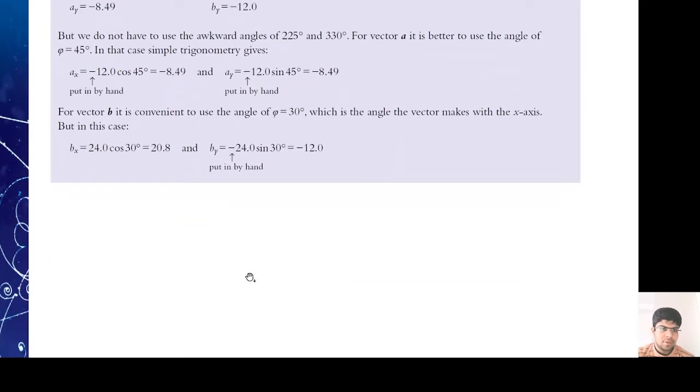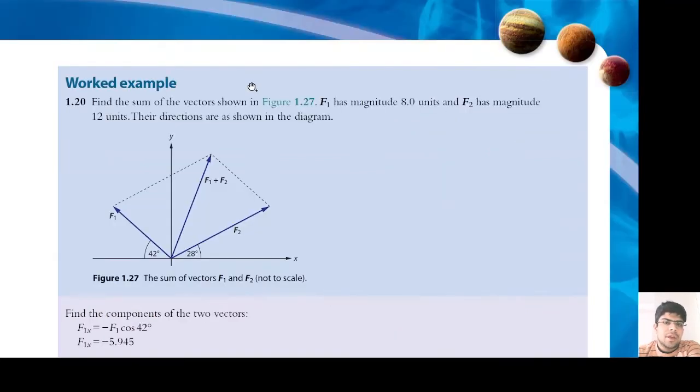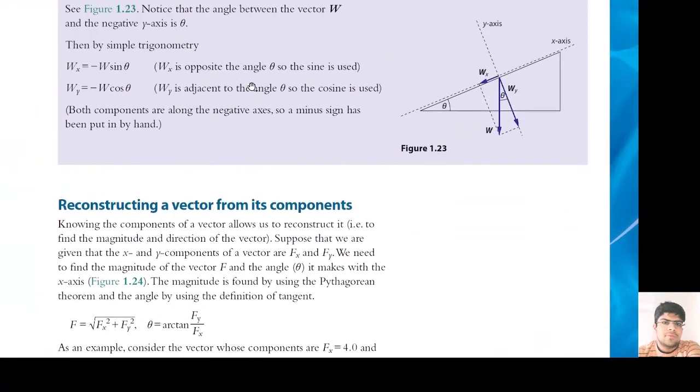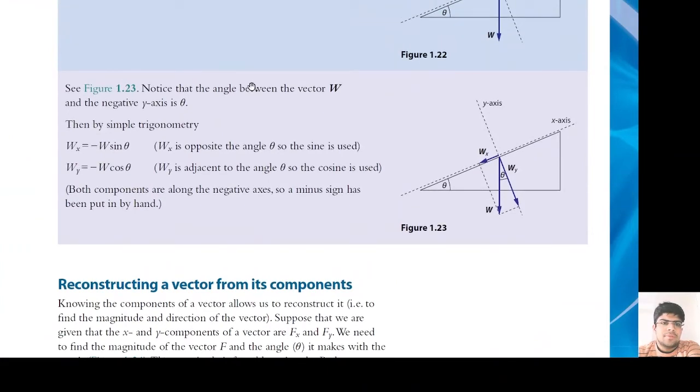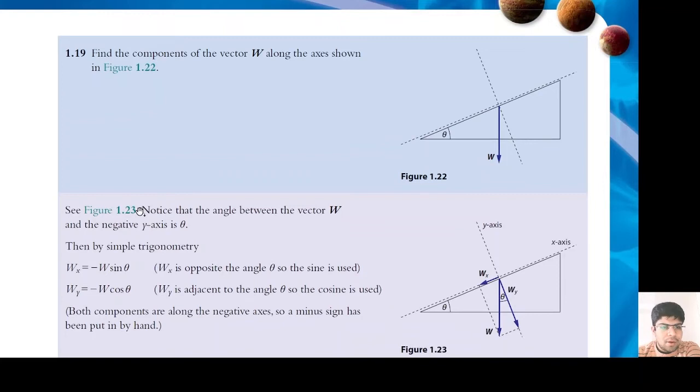Now let's move on. Find the components of the vector W along the axes shown. This is our shape, the triangle. We have angle theta here. These are the marked lines, and this is the direction of the weight, the vector W. And now let's see the solution.